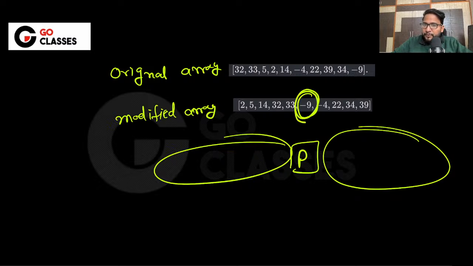Minus 9, can this be the pivot? Left of this should be less than or equal to, but there is nothing less than or equal to minus 9, so minus 9 cannot be the pivot, because if minus 9 is the pivot, then it has to be in the leftmost position. So there is nothing pivot here. Can minus 4 be the pivot? Left of this should be less than or equal to, so no, these elements are greater, right? So basically there is no pivot possible.